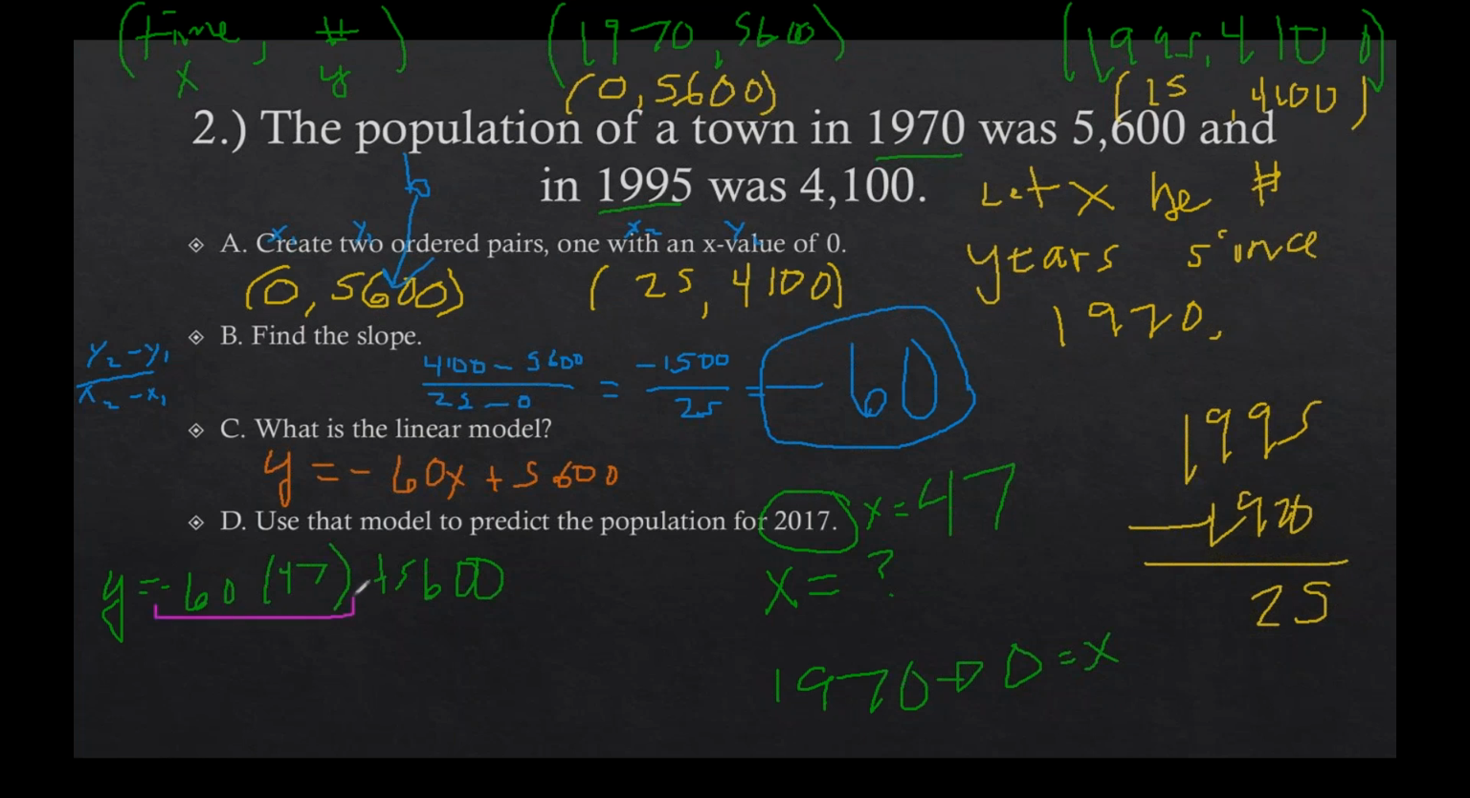Order of operations, multiply before you add. And what is the approximate population for 2017 for this disappearing town?